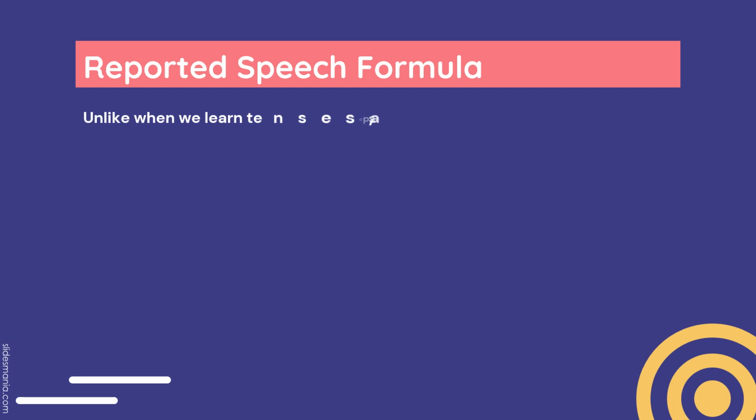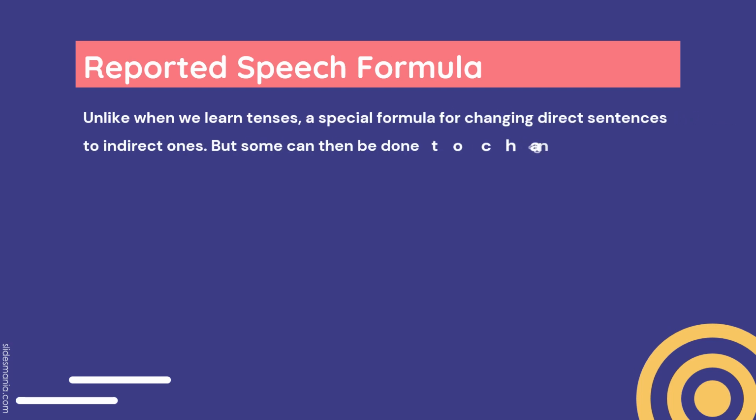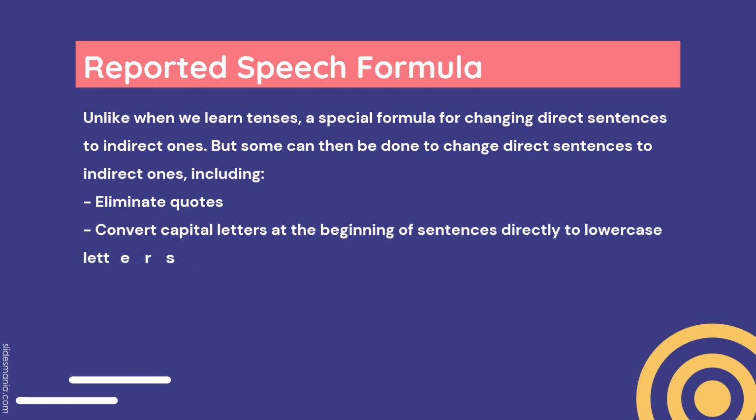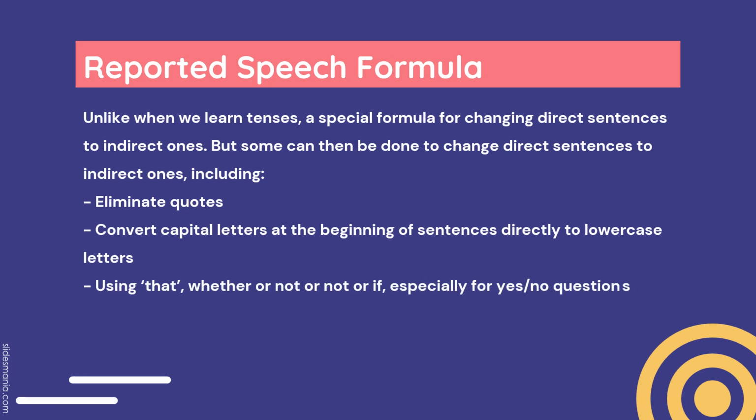Unlike when we learn tenses, there is no special formula for changing direct sentences to indirect ones. But some steps can be done to change direct sentences to indirect ones, including: eliminate quotes, convert capital letters at the beginning of sentences directly to lowercase letters, use that, whether or not, or if, especially for yes, no questions. Change the reference.